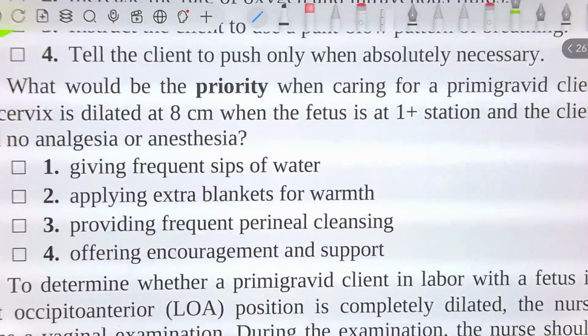Let's read the next question. What will be the priority when caring for a primary gravid client whose cervix is dilated at 8 centimeters, when the fetus is at +1 station and the client had no analgesia or anesthesia? So read all the options and let me know the correct one.